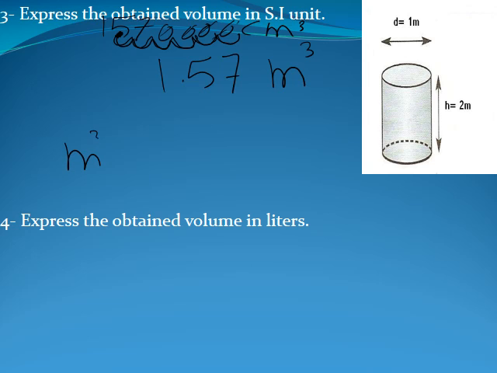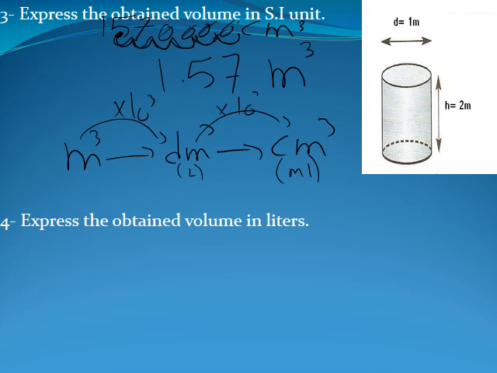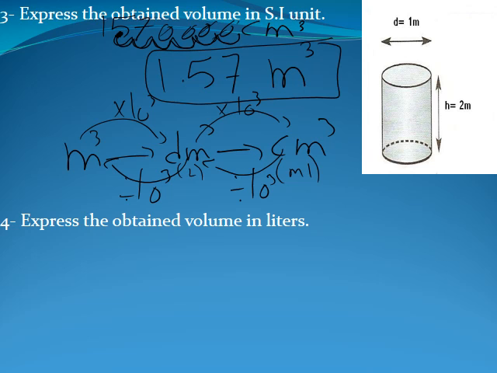First, you have to write this: meter cube, decimeter cube, centimeter cube. Decimeter cube is the same as the liter. Centimeter cube is the same as milliliter. From here to here, times 10 to the power 3, times 10 to the power 3. Right, Abbas? In the reverse direction, divide by 10 to the power 3. So we have to move from meter cube to decimeter cube, which is the liter.